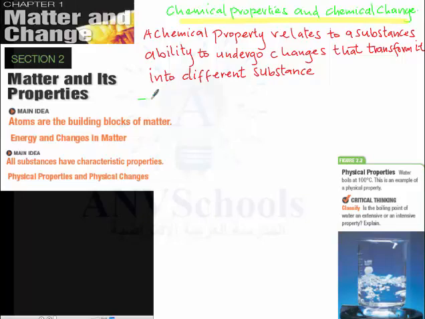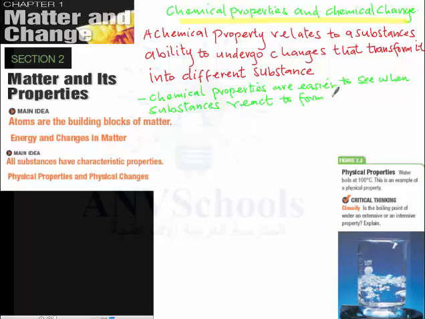Chemical properties are easier to see when substances react to form new substances.